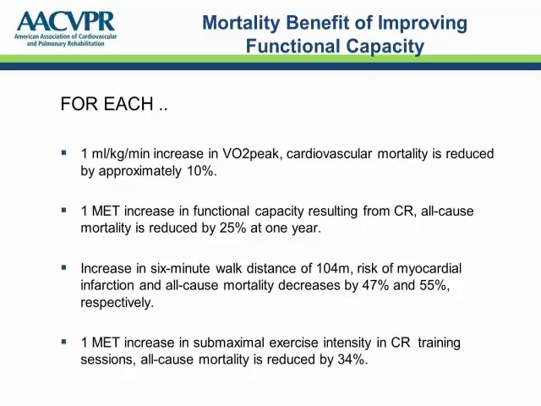For every 1 MET increase in functional capacity resulting from cardiac rehab, all-cause mortality is reduced by 25% at 1 year. And for each increase in 6-minute walk distance of 104 meters, risk of myocardial infarction and risk of all-cause mortality decreases by 47% and 55% respectively. And finally, 1 MET increase in submaximal exercise intensity during cardiac rehab training decreases all-cause mortality by 34%.